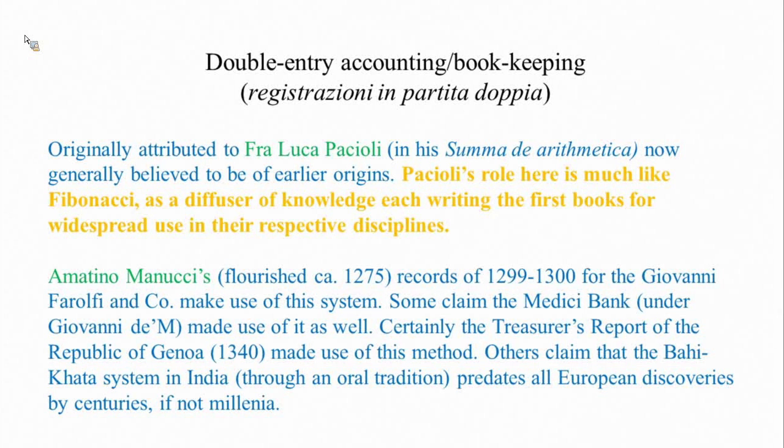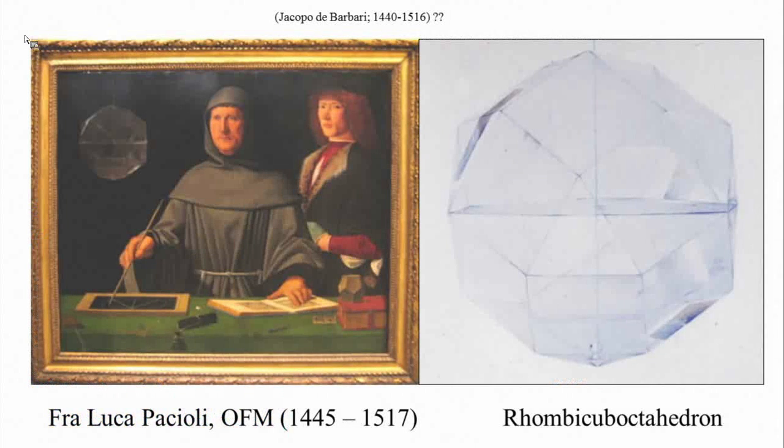But we also know the Republic of Genoa in 1340 made use of the method. And others claim, here's another one, the Bahikhata system in India, through an old tradition, also predates all European discoveries by centuries, if not millennia. So they claim, because they've made a lot of contributions, that it might be that.